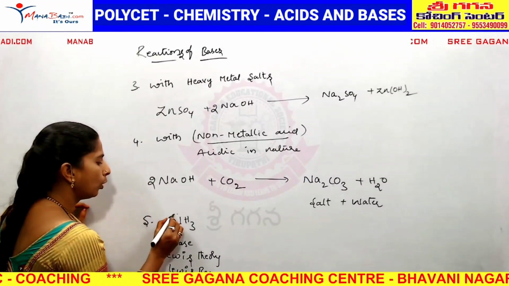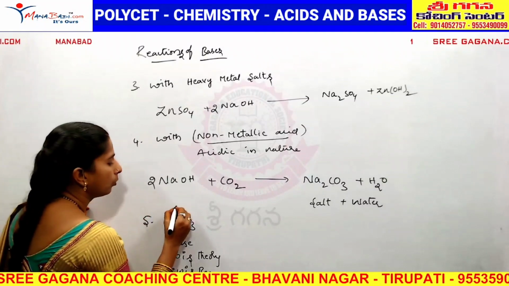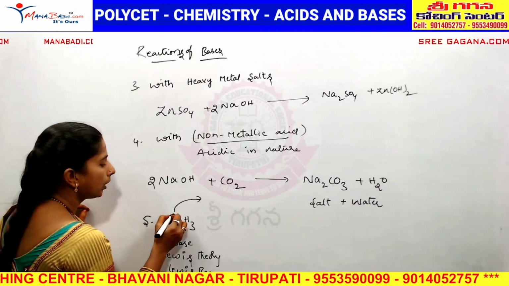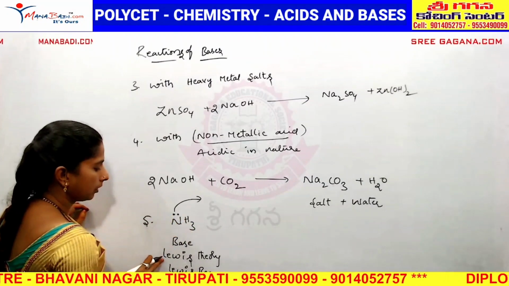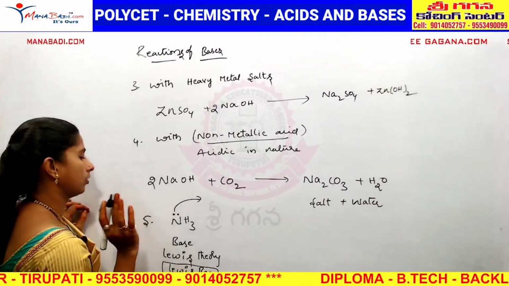Here one lone pair of electrons is there on ammonia. Ammonia is able to donate this lone pair of electrons. Whoever donates the lone pair of electrons is called a Lewis base. That is the definition.